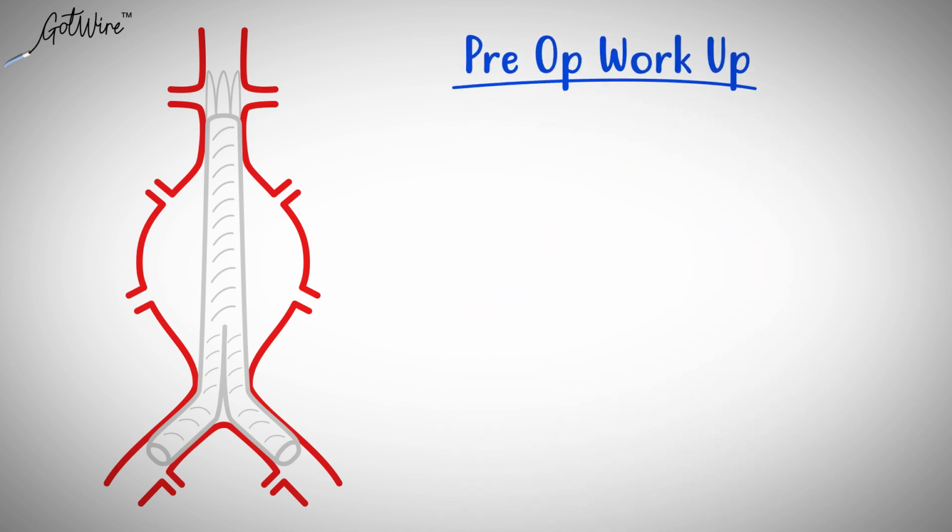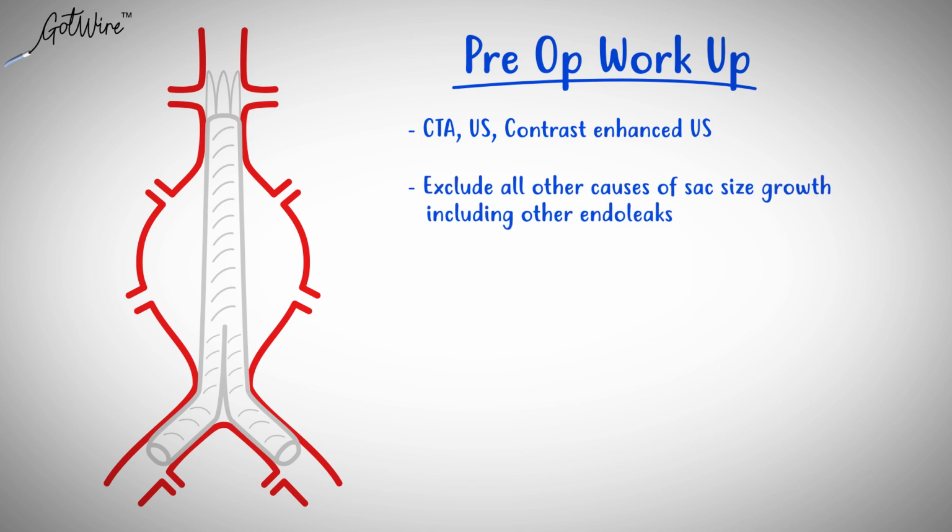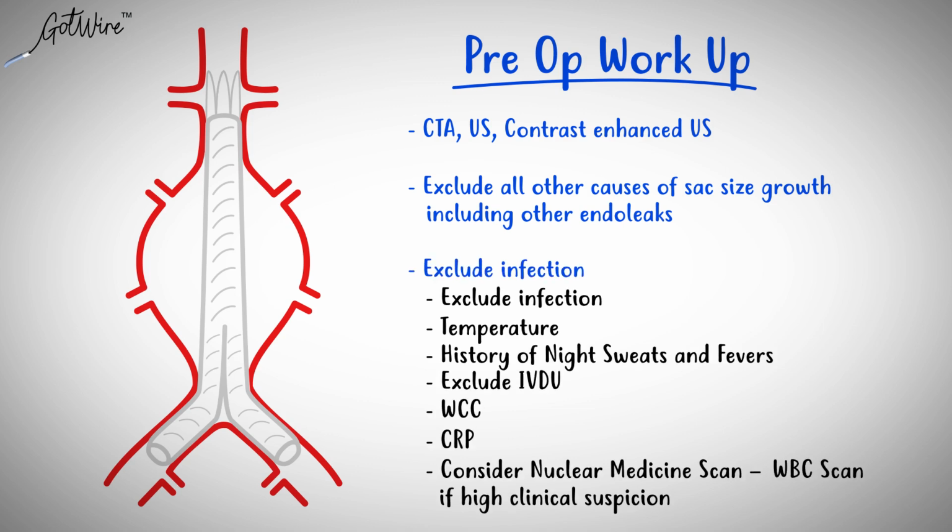In your pre-op workup for these patients, there is often a need to evaluate further with a CT angiography. Other investigations include an ultrasound and also a contrast or a bubble-enhanced ultrasound. Be sure to exclude through pre-op imaging other causes of sac size growth, such as another type of endoleak, and also assess the patient's risk of infection and the potential for graft infection to be causing the sac size growth. A thorough workup in these patients may be indicated with clinical, serological, and radiological parameters reviewed in a multidisciplinary setting.